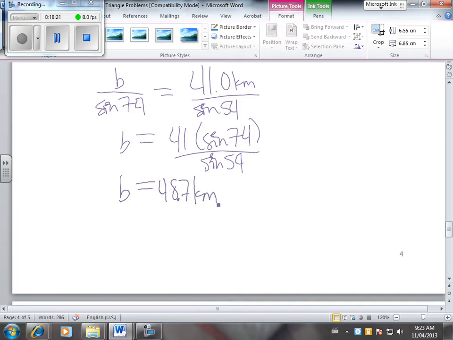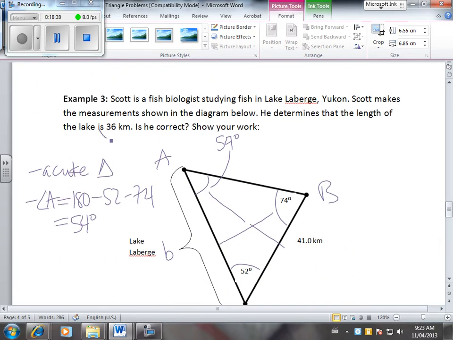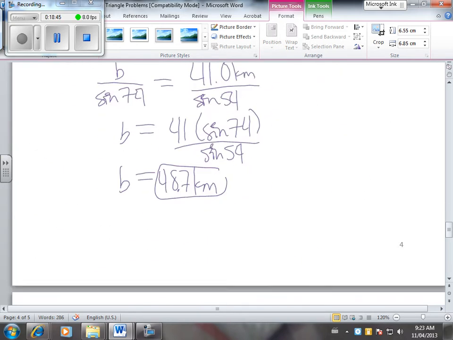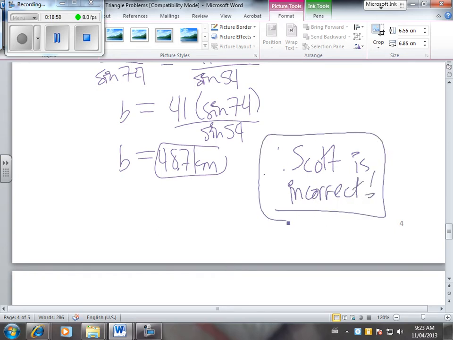And I always recommend that you do all the calculations in your calculator to make sure that you're using your calculator correctly, and to just make sure that the math is correct and that you're understanding the process of doing this. So 48.7 kilometers. Now Scott, if you recall, said that the lake is 36 kilometers. So we'll forgive Scott because he's a fish biologist, not a mathematician, but he is wrong. So therefore, Scott is incorrect. Okay, and we're glad that Scott's not a surveyor.